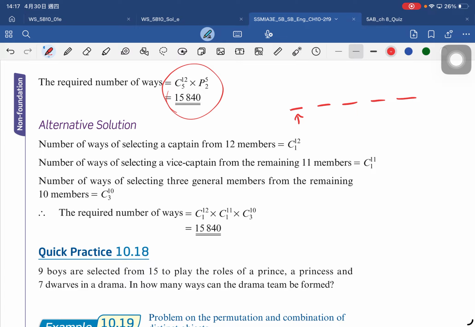The first one must be the captain. Second one must be the vice captain. But you cannot select them repeatedly.